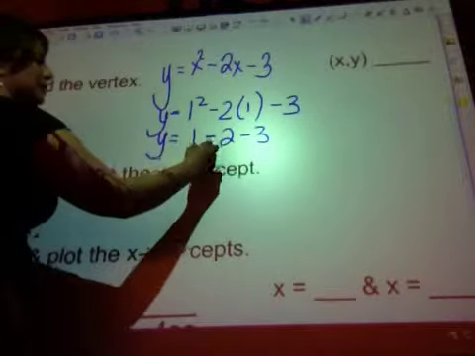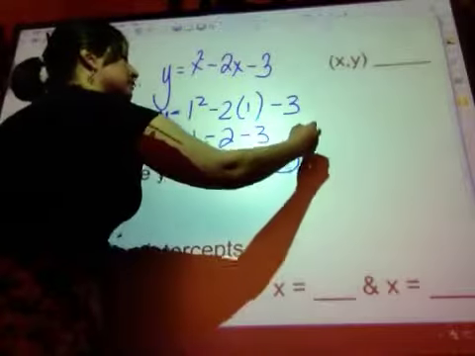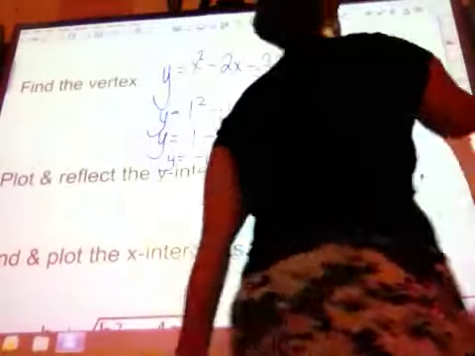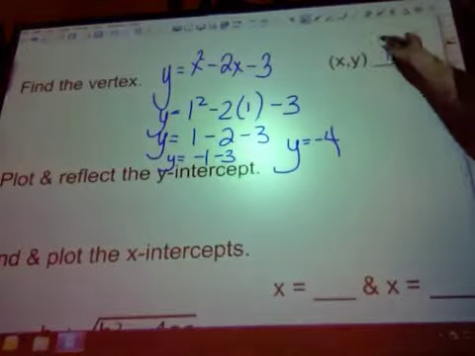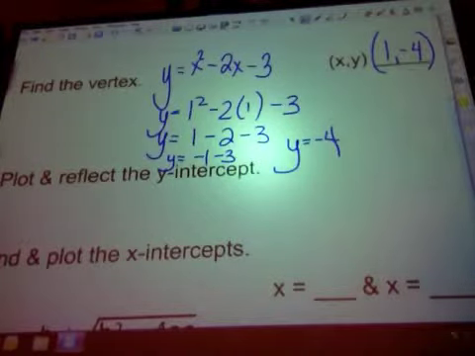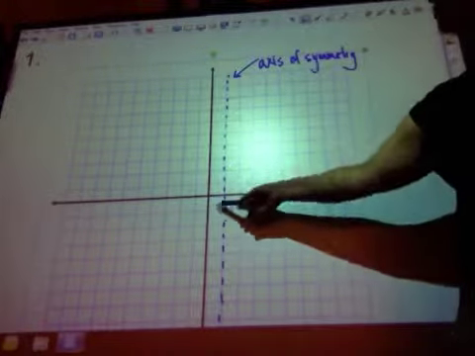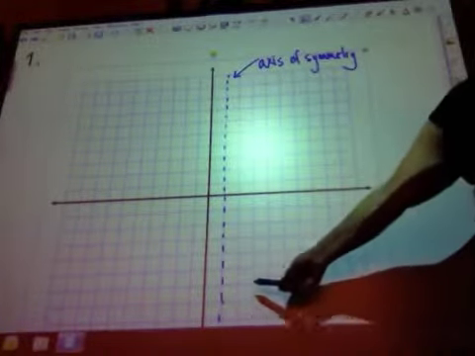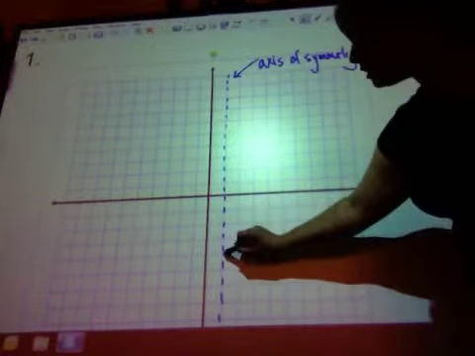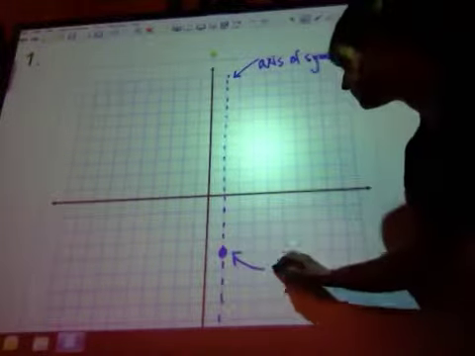1 minus 2 is negative 1. Negative 1 minus 3 is negative 4. So our vertex is going to be at the point 1, negative 4. The first coordinate, or the x that we'll use, is the 1 that we found earlier. Now that 1 was our axis of symmetry. So when we go over here to graph it, we've already got a line on the positive 1. So we're going over 1 and down 4. Your vertex should always be on your axis of symmetry.